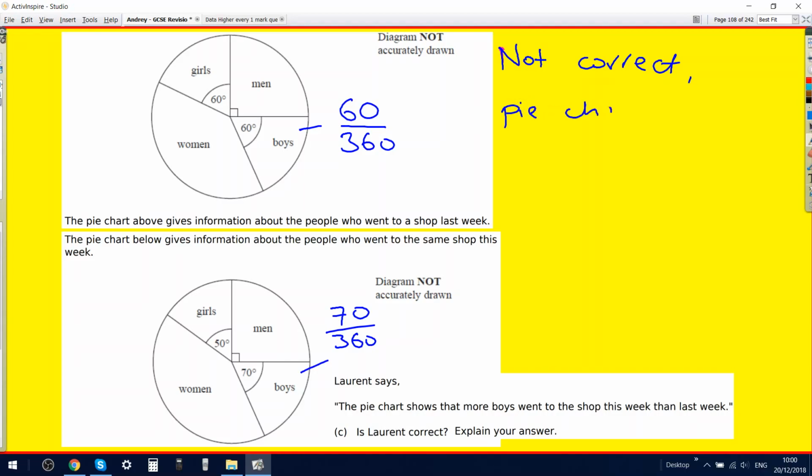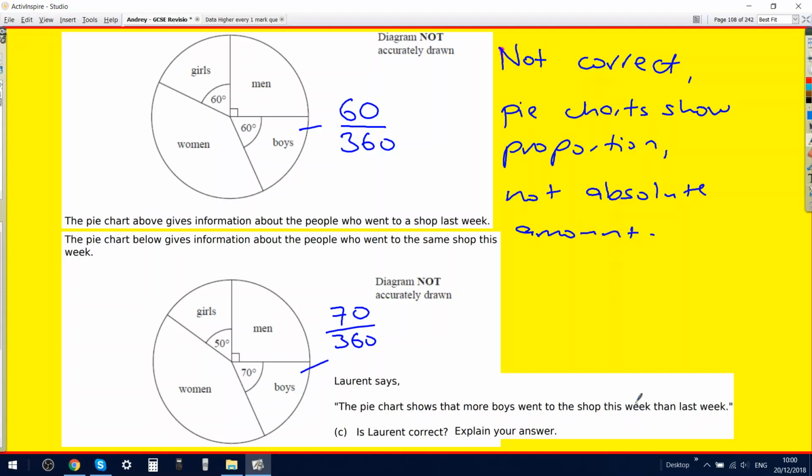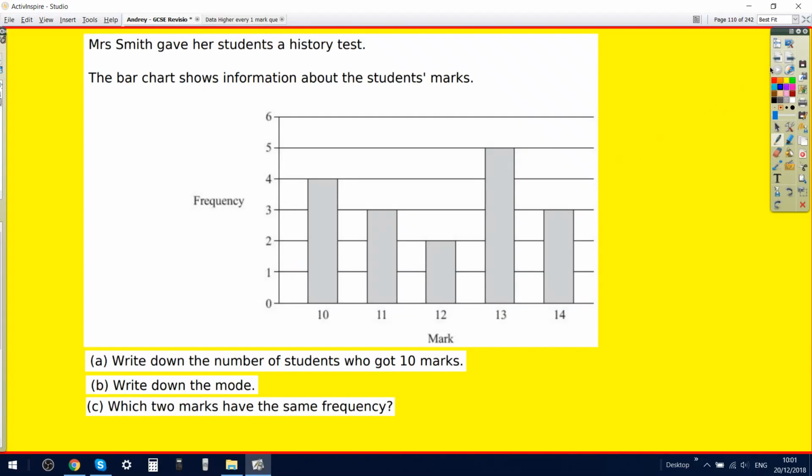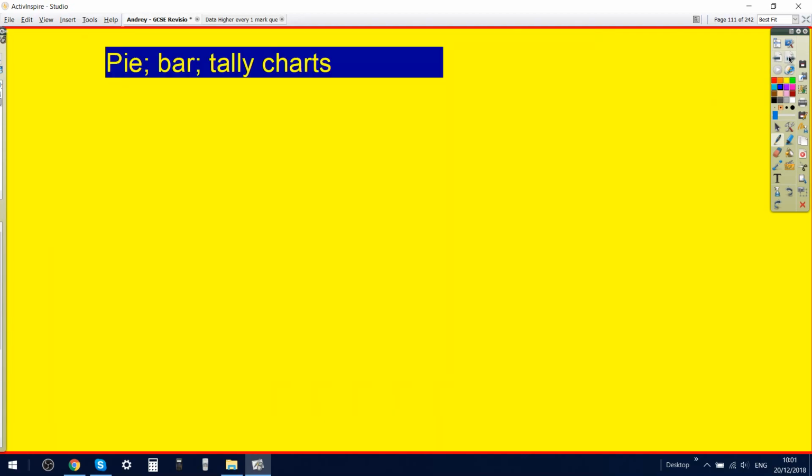Something like pie charts show proportion, not, I don't know, absolute amount. Something like that. Yep. Yes, okay. There's no information about the population size. Okay, so they call it population size. Let me just see. Okay, I'll get there in a second.